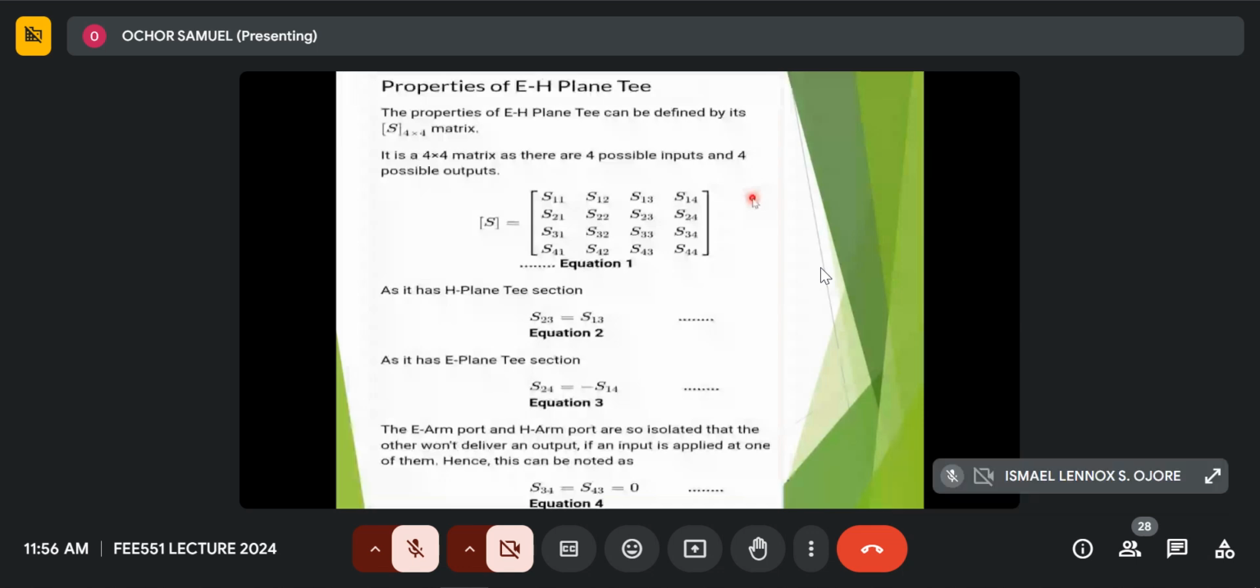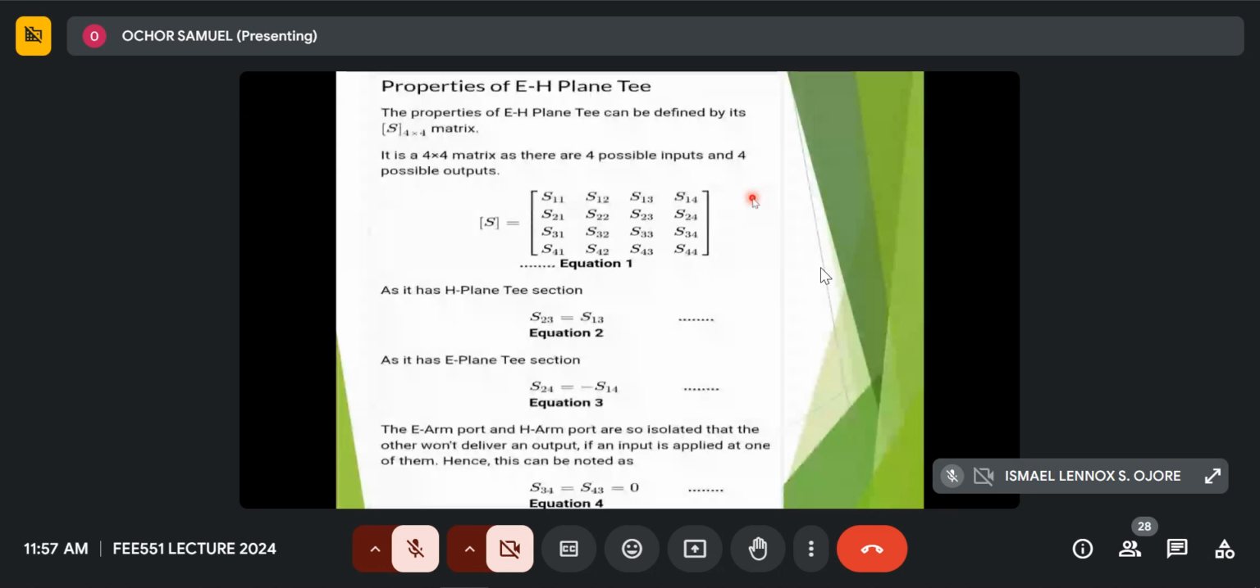That one is the derivation of the matrix. It is the same thing as we had done previously. The only change, because this is a magic T and has four ports, is that it is going to be characterized by a 4 by 4 matrix, and all the other properties are going to hold or apply over here. The unitary and symmetry equations are going to be applied over here.